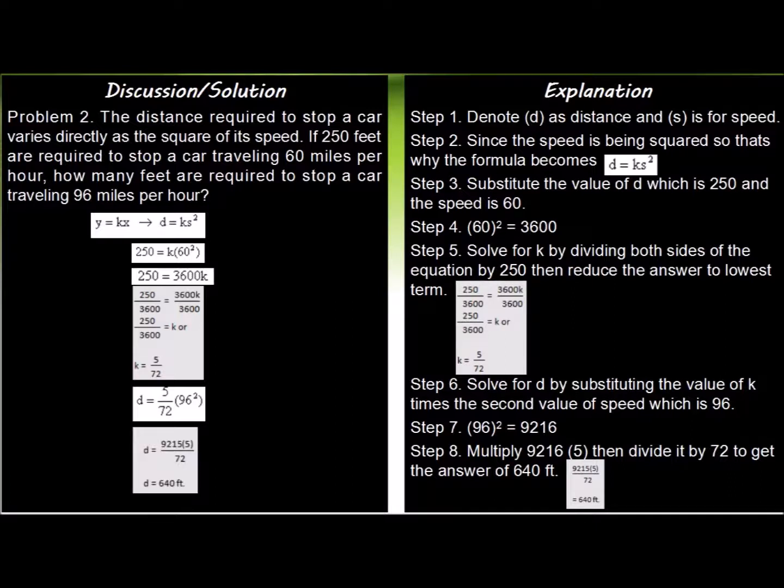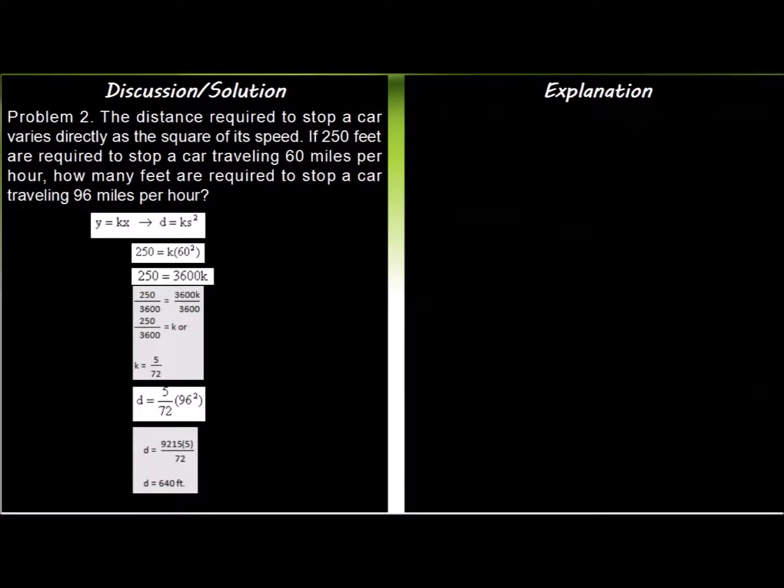And for our solution again, we have D is equal to 9,216 times 5 over 72, and D is equal to 640 feet. Going back to our second problem, the distance required to stop a car varies directly as the square of its speed. If 250 feet are required to stop a car traveling 60 miles per hour, how many feet are required to stop a car traveling 96 miles per hour?